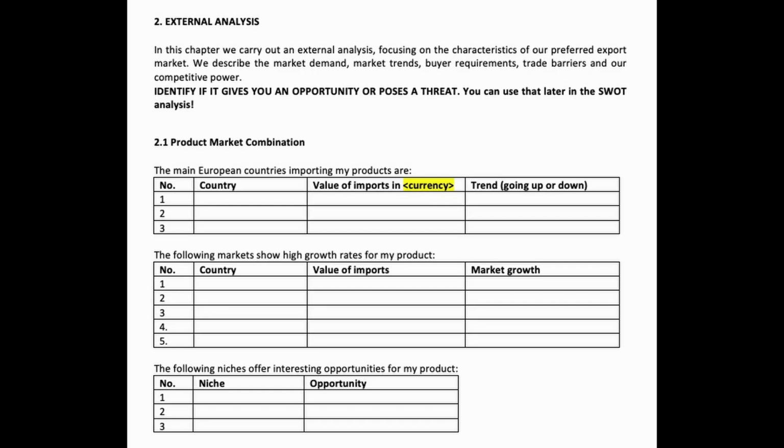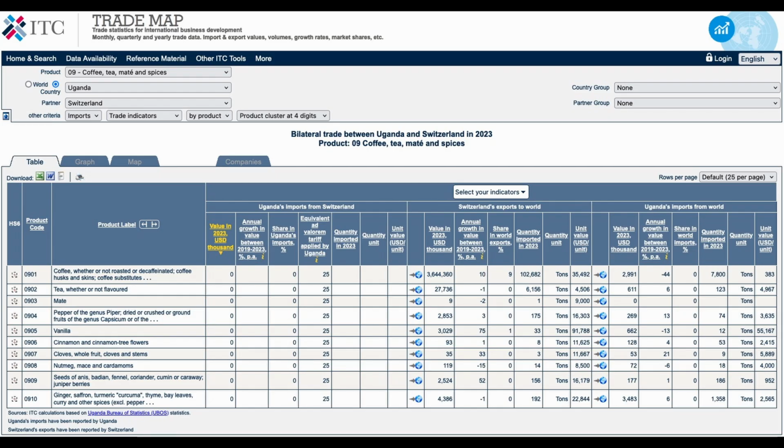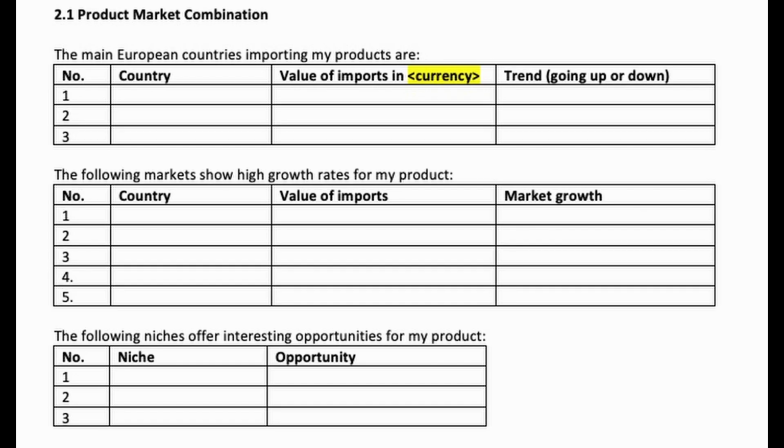So they need to do some market research online and look at the countries that would typically import the product that this company wants to export. Also look at what kind of value of import. You can very easily use the trademap.org website by ITC to find that and see if that trend is going up or down. If the company you support has a very special product, then definitely the niche would be important as well to look at. What kind of niche markets would be interesting for that company?